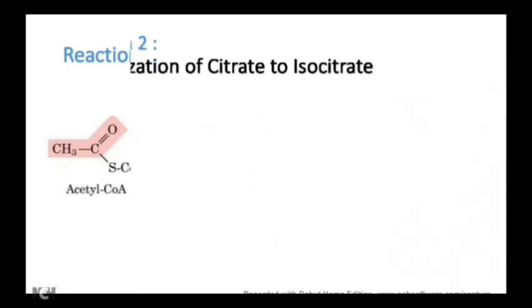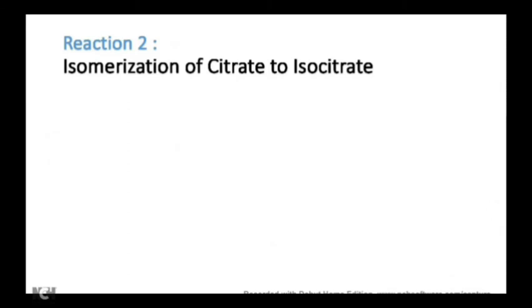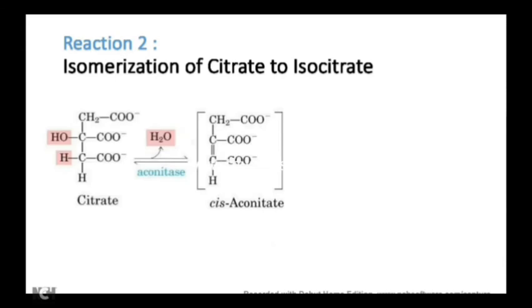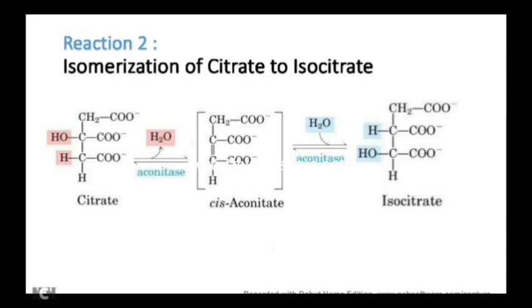It involves the isomerization of citrate to isocitrate. So that citrate that was produced, first water is removed by the enzyme aconitase. Then the intermediate product is cis-aconitate. Then water is re-added with the enzyme aconitase, and isocitrate is produced. So that's the second reaction.